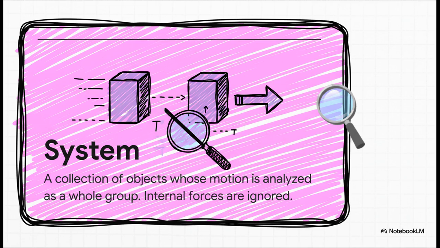And when we define our system like this, it lets us do something really powerful. We get to ignore the forces happening inside the system for a minute. You know, the little nudges the blocks are giving each other, those are internal forces. For now, all we care about are the big external forces acting on the group as a whole.